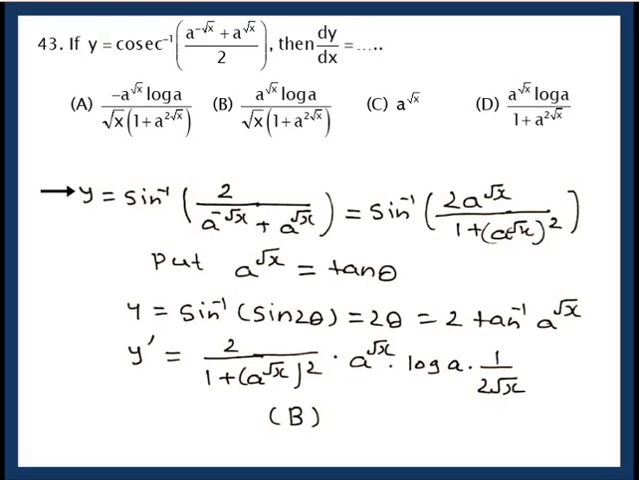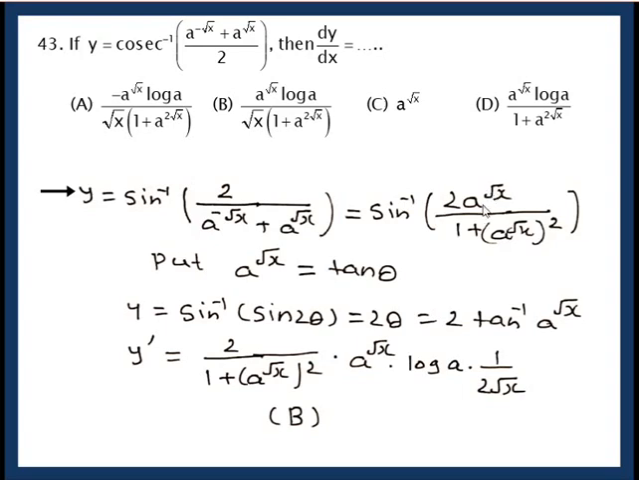Again, laws of indices. What is cosec inverse P? It is sin inverse 1 upon P. I have taken the reciprocal. Then I haven't mentioned one step. This is 1 upon a raised to root x. Find the LCM and simplify to get this.